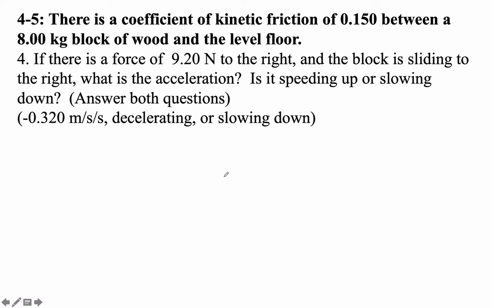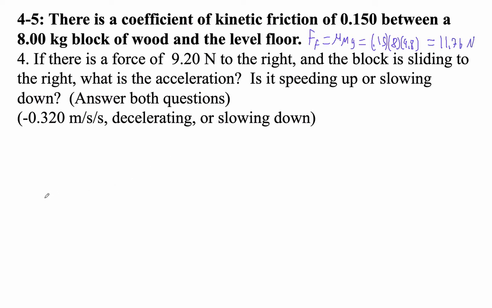All right, let's see. There is a coefficient of kinetic friction of 0.15 between an 8-kilogram block of wood and the level floor. The level floor, by the way, means that our force of friction is just going to be mu times m times g. So it's going to be 0.15 times 8 times 9.8. Let's figure that out: 0.15 times 8 times 9.8, and that is 11.76. And that just opposes the slide.